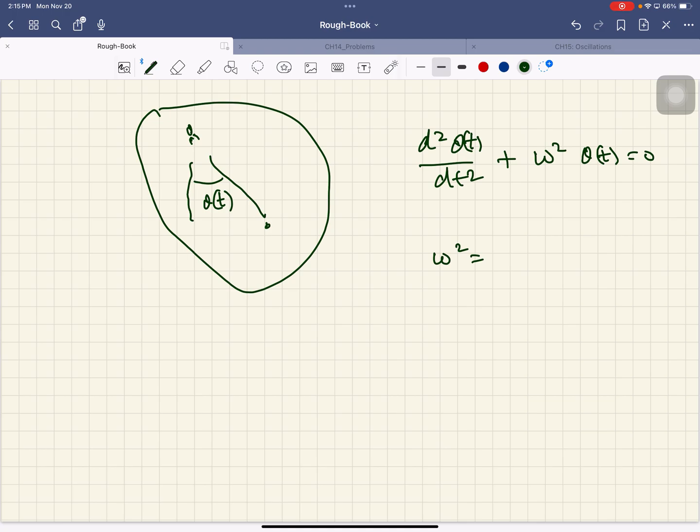And omega squared was mg, this was d, mgd divided by I.